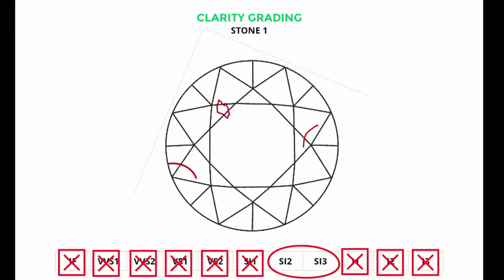I say to you, okay. So the difference often between an SI3 and an I1 or an SI2 is that when you know where it is, you can actually see it if you look very carefully. You say to me that you still can't see them. I say to you, okay, I accept what you say. Your final grade is going to be SI2.